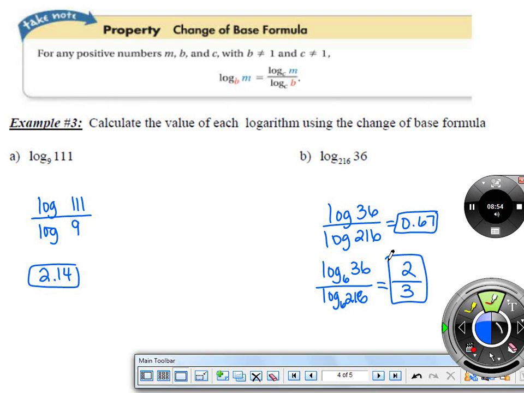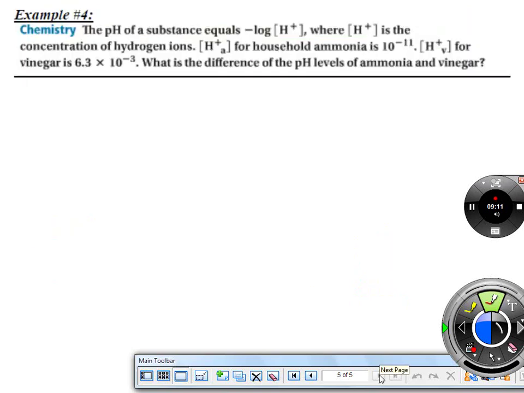So this is powerful with or without a calculator, because if we can see that both numbers are related to a certain number by power, we can figure them out. And if not, we can still use our calculator and our common logarithm to calculate the value. We're going to look at one small application problem here.